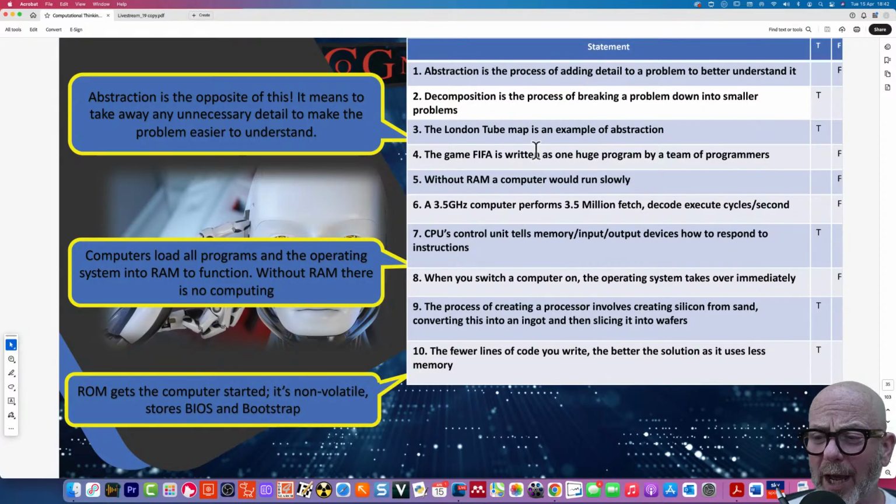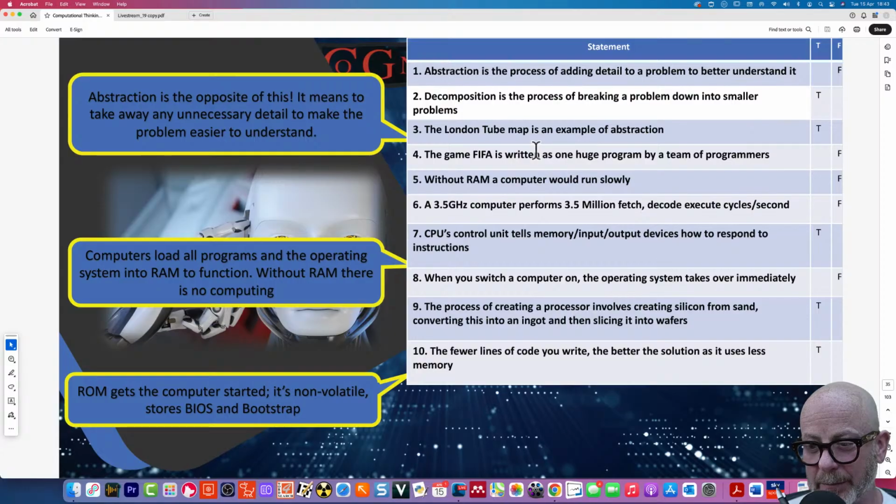3.5, without RAM, a computer would run slowly. Well, if you think about what RAM is, and they will ask you that in the exam, RAM holds all the data and instructions currently in use. So yeah, if you haven't got RAM, you've got no computing. You haven't got nothing at all. 3.5 gigahertz, 3.5 billion, not million, fetch, decode, and execute cycles a second.